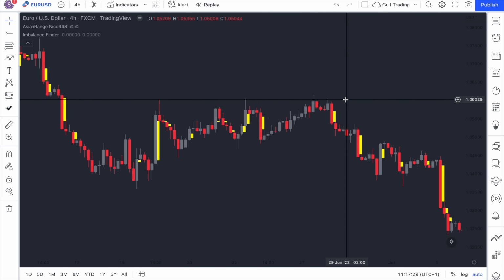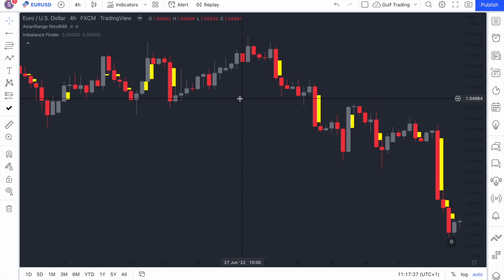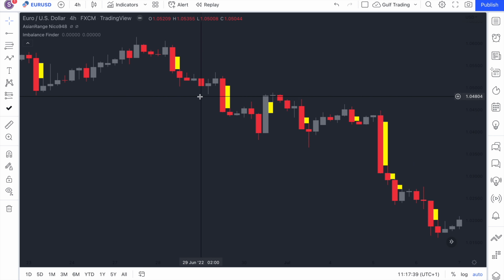And you have to make rules to kind of filter out trades like this. So for example, you would say the imbalance has to cause a break of structure, then you wouldn't get into this trade here. When the imbalance causes a break of structure.